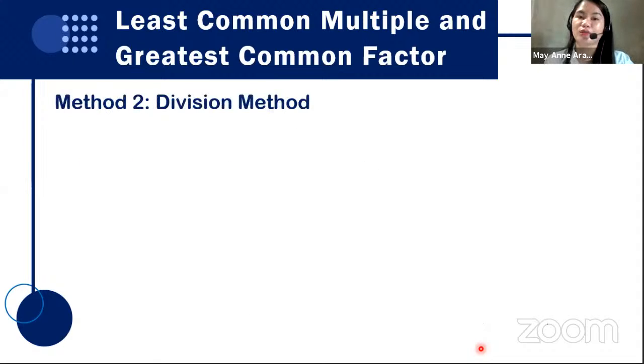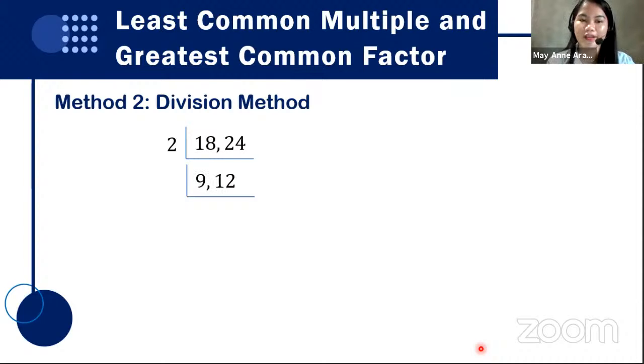We also have the division method. So just simply dividing. Okay, right? The two given numbers, we have 18 and 24. Can start dividing by 2 since both of them are divisible by 2. So you have 18 divided by 2 is 9, and 24 divided by 2 is 12. But next, since 12 is still divisible by 2, we can also divide this number.